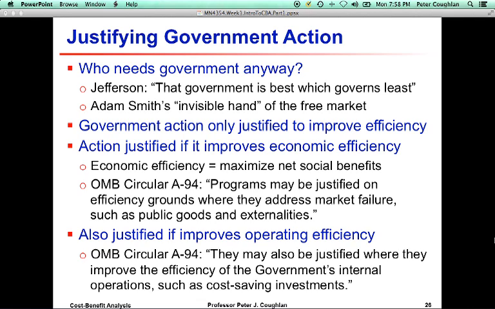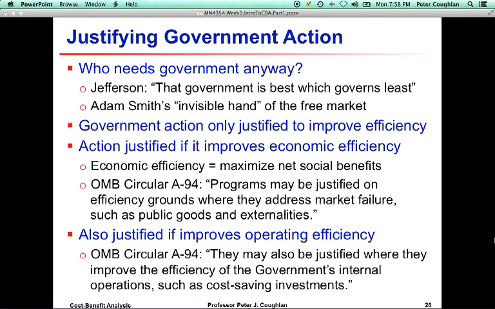And there are two measures of efficiency here. It could be that the action is justified if it improves economic efficiency. Economic efficiency is this idea of maximizing net social benefits, which is what cost-benefit analysis does: maximizing net social benefits, the overall benefits to society. So if you remember your Econ 101, if you took Econ 101 in your undergrad, the idea here is that a market, or any transaction or activity, is considered efficient if it actually maximizes total social welfare or total net social benefits.